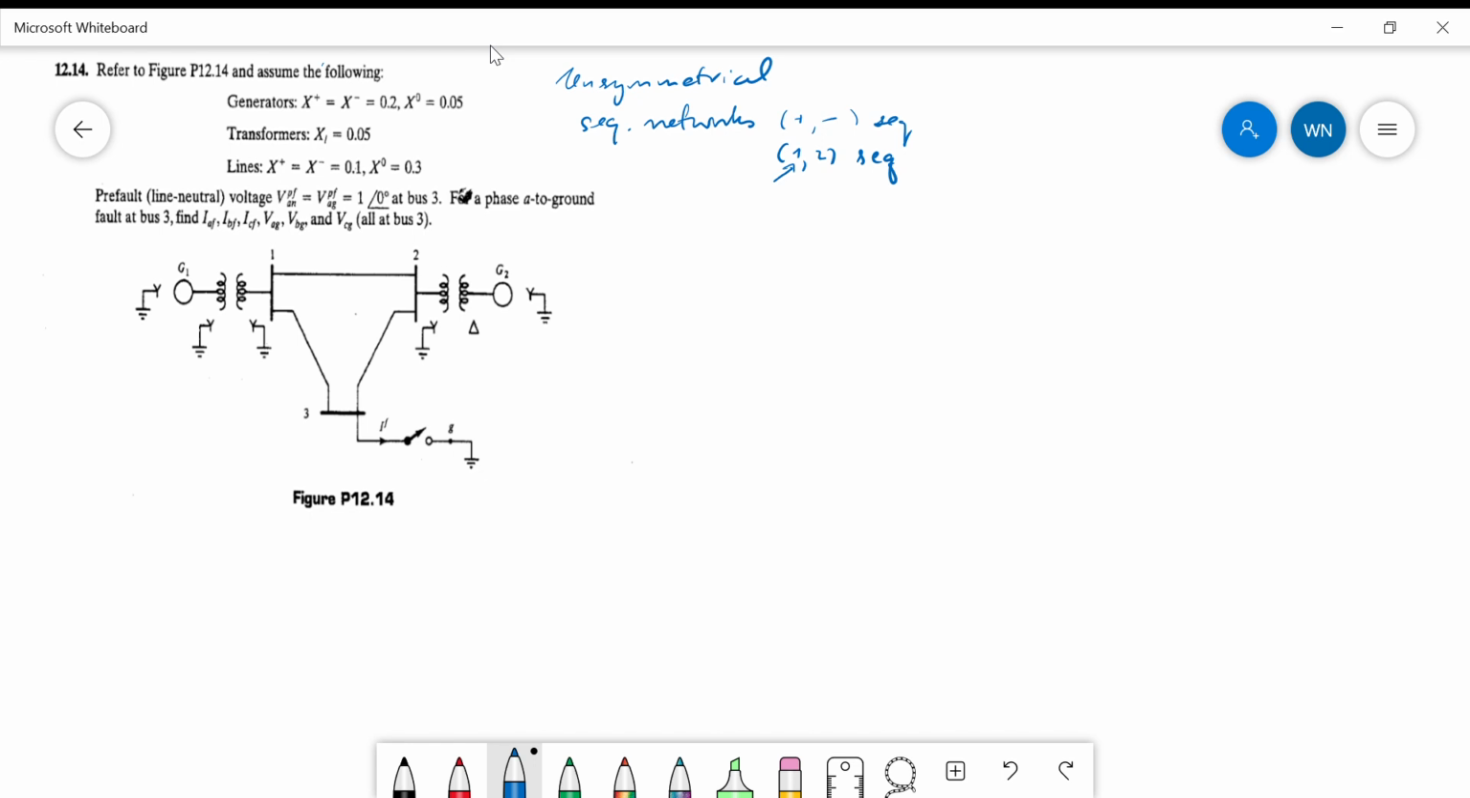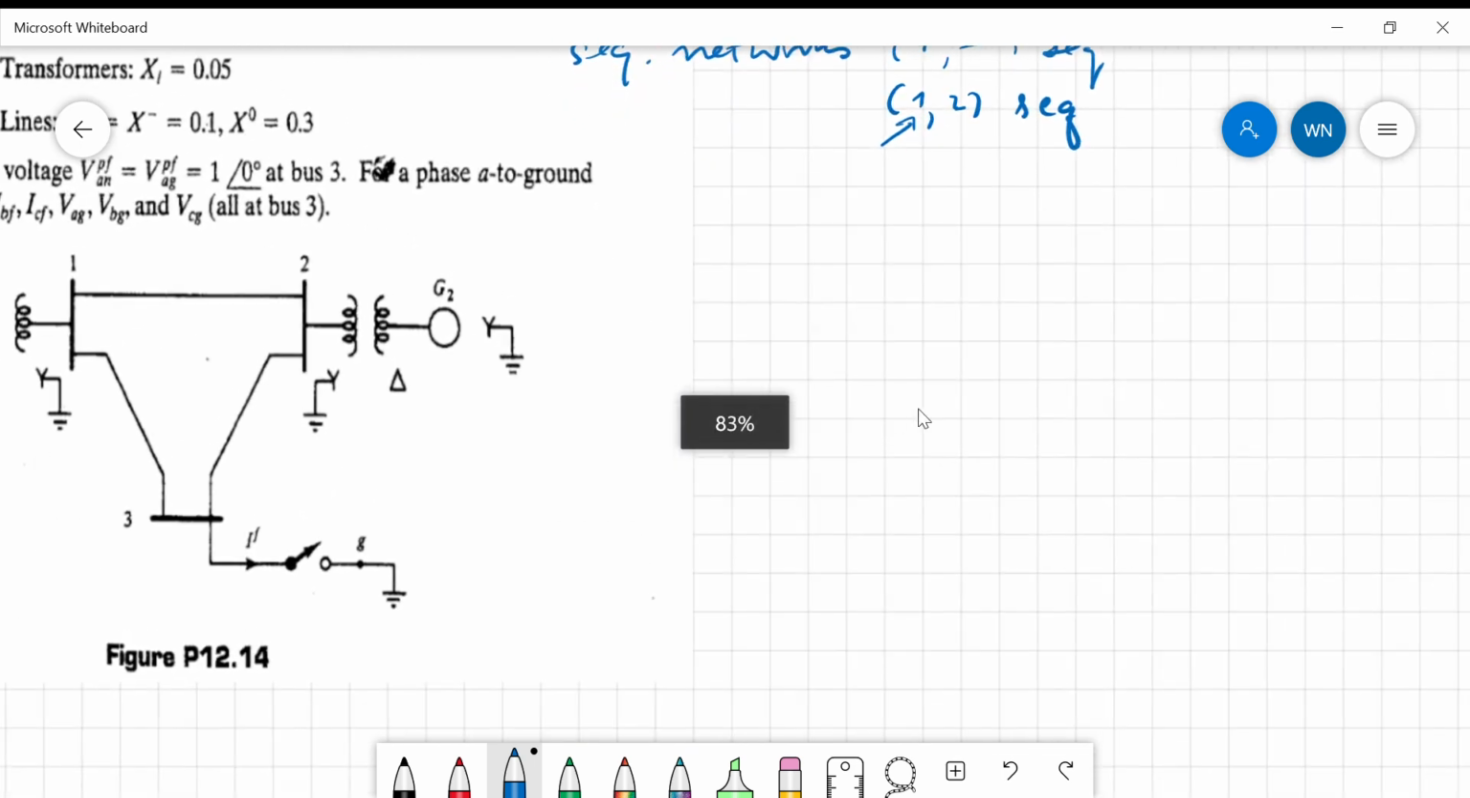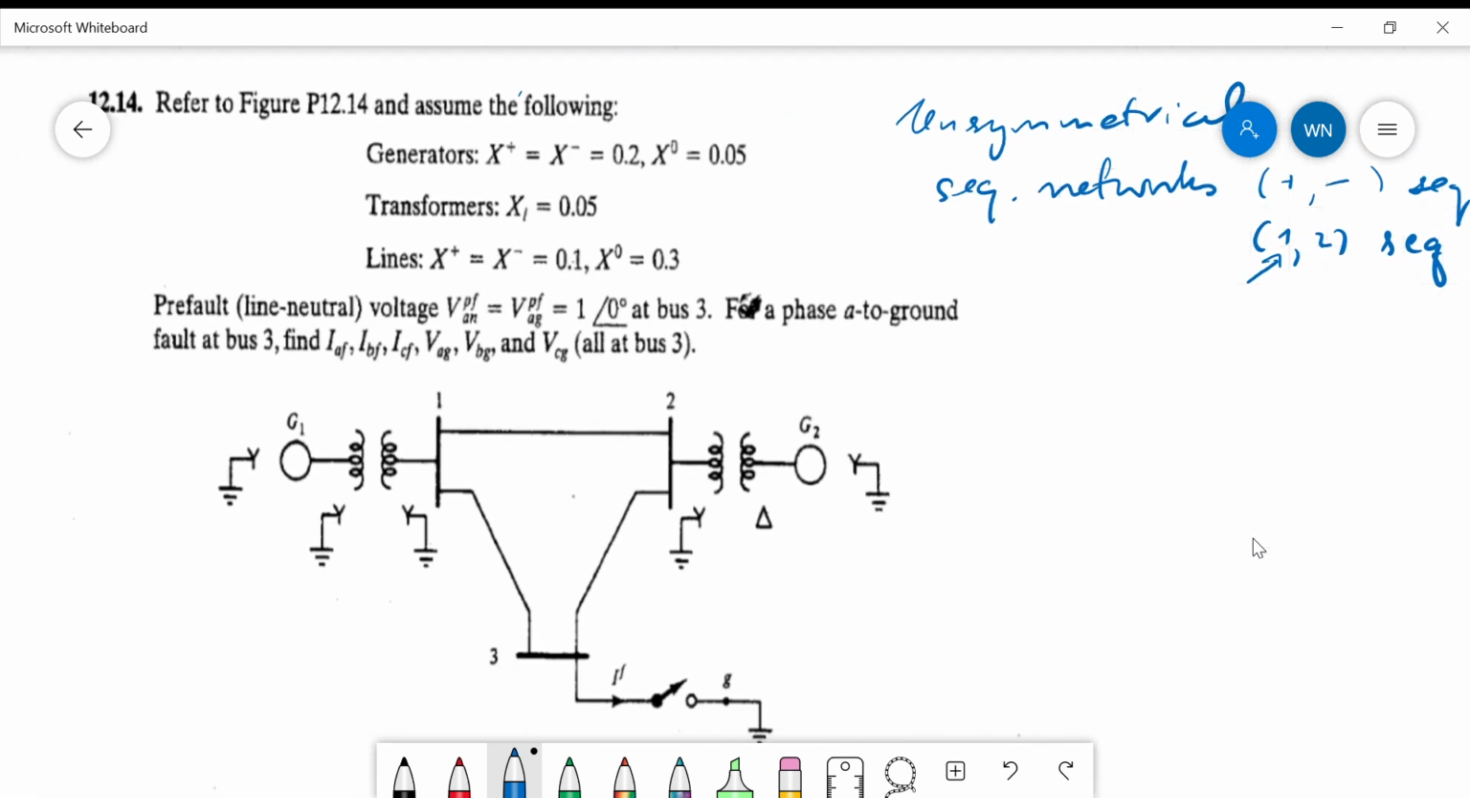So obviously, the positive and negative sequence parameters are given, and we have the zero sequence parameters as well. For the generator, it's given like this: 0.2, and 0.05 for zero sequence. The transformer doesn't have different positive or negative sequence parameters, so the parameters for all the sequence networks are identical. The transformer is represented by 0.05 pu, and the line parameters for positive and zero sequence are given.